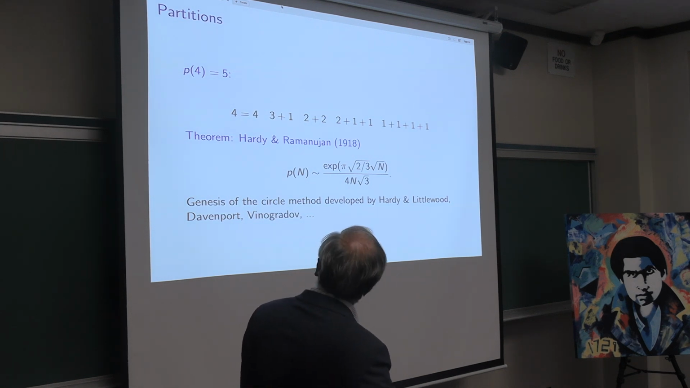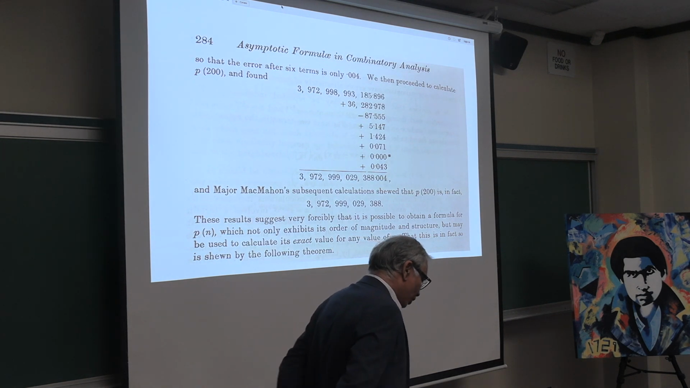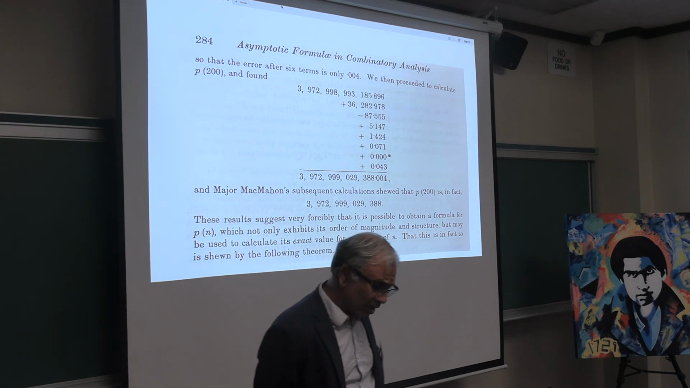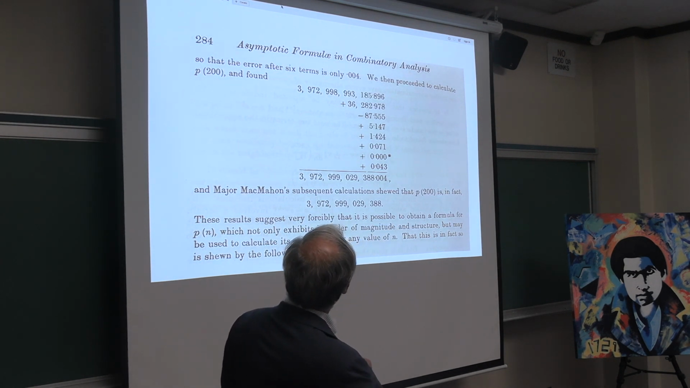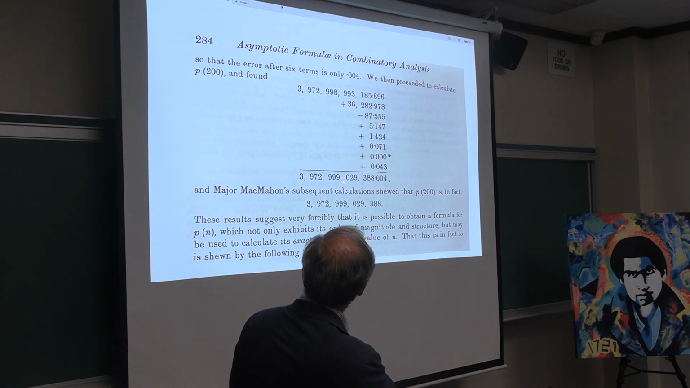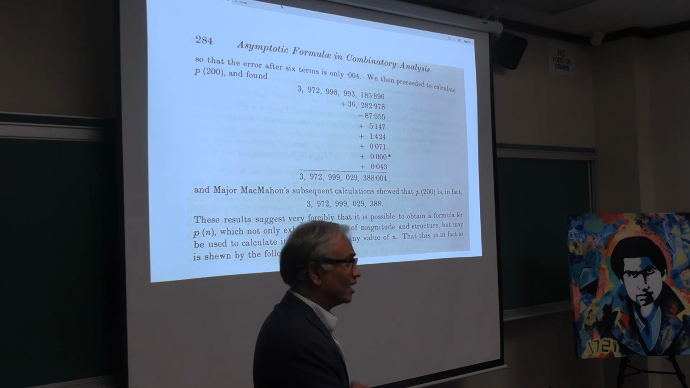Now, in their paper, they actually did a lot more. They wrote down a much more complicated formula, which has this remarkable property that if you try to compute the number of partitions for 200, which is a big number, a 15-digit number, they found an asymptotic formula which basically gave an exact answer. This is an extraordinary thing.